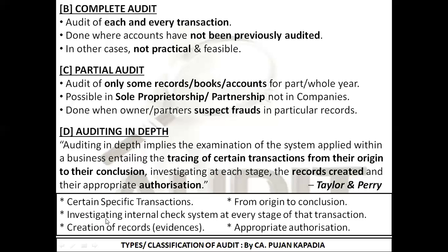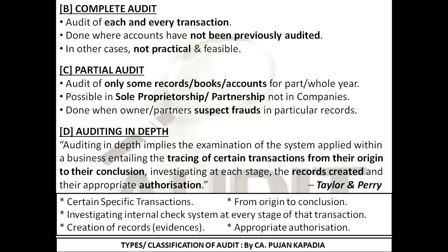Third is investigating the internal check system at every stage of that transaction. That is, I'm cross-checking whether the controls placed at every level are sufficient to mitigate my risk or not. I'm going to investigate each stage, like when the order was placed with Mr. X, whether that order was genuine or not, and whether it was approved by the appropriate authority or not.